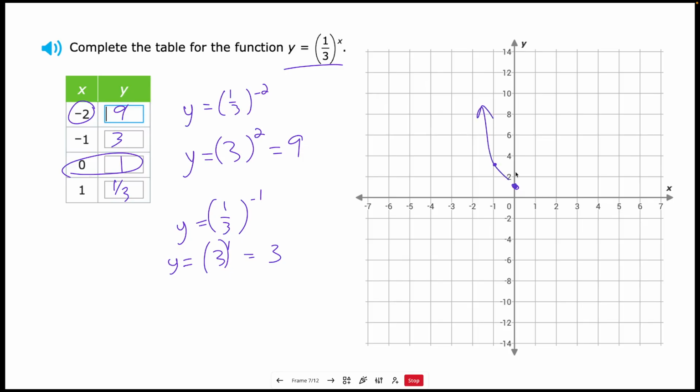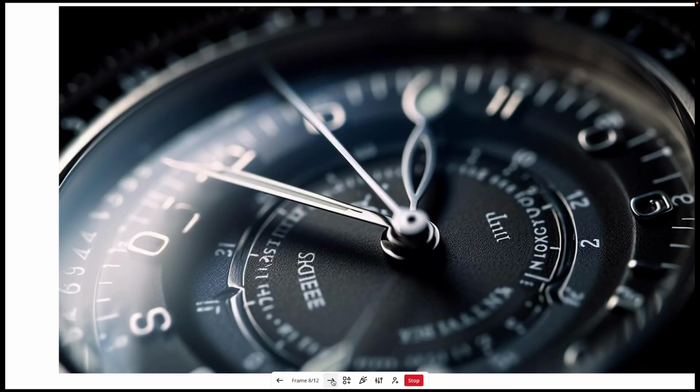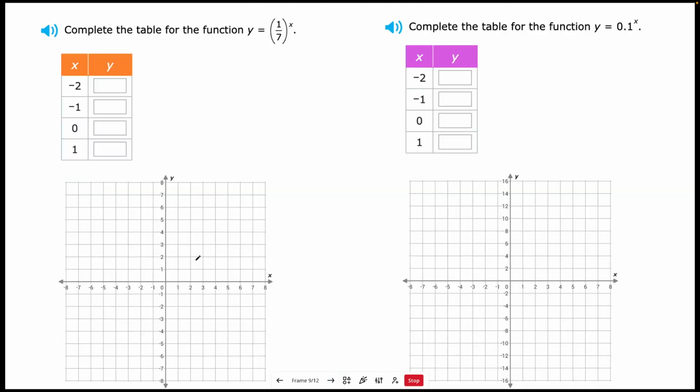And then again, in IXL, it'll auto connect, but if you're drawing a graph, it can just be a rough sketch. All right, time to practice. Go ahead and pause the video and try these two on your own. When you're ready, unpause and we'll check your answers.